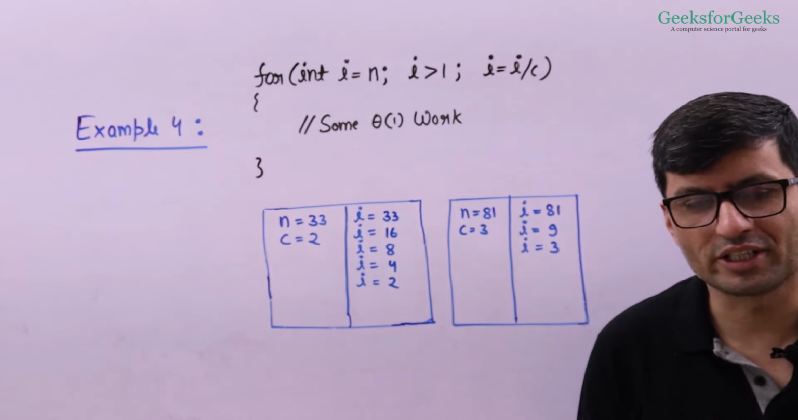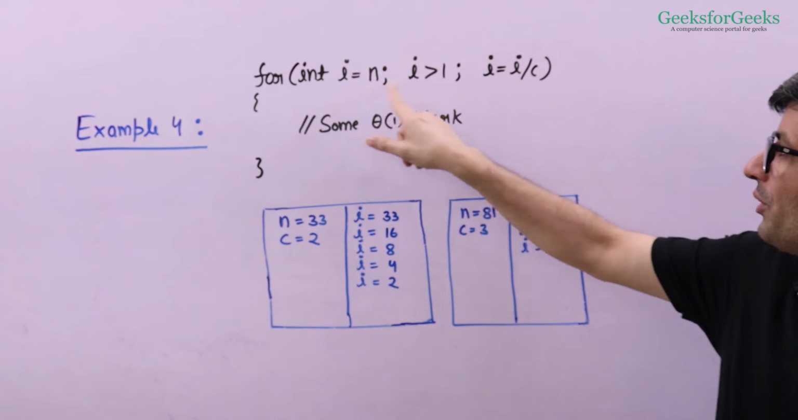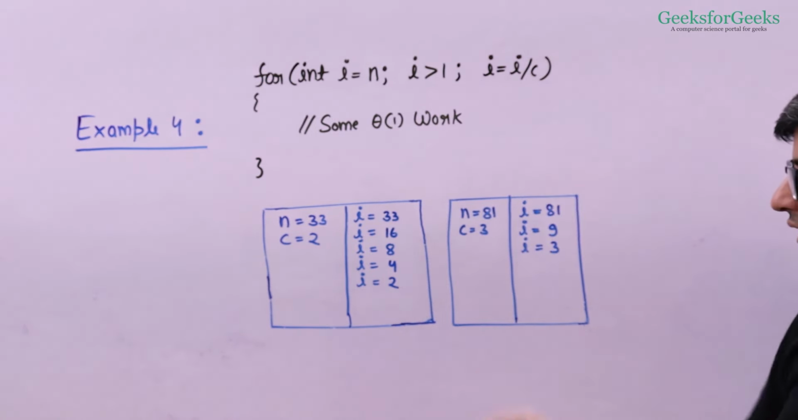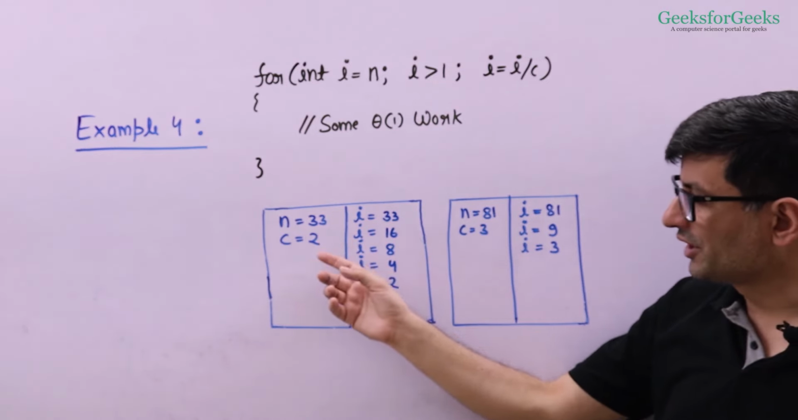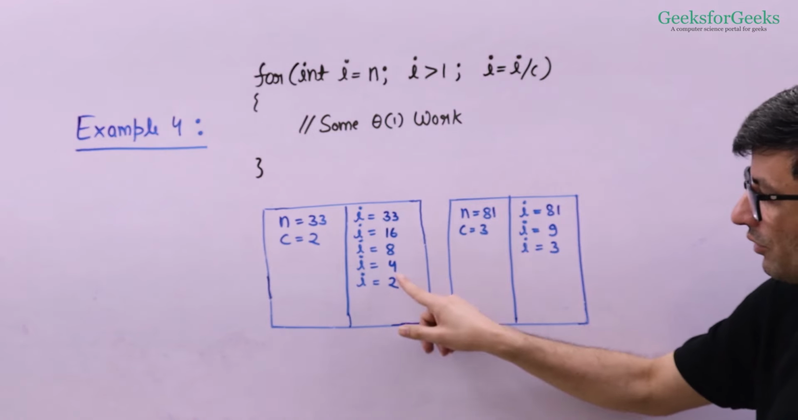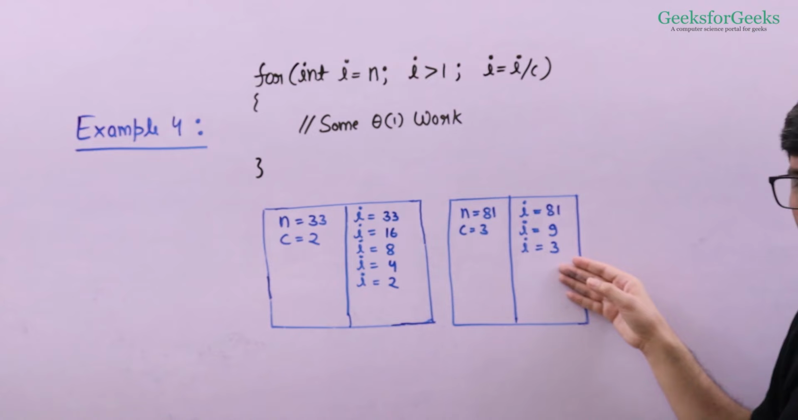Let's now take a closer look at this fourth loop. In this loop we run from i equal to n, we run while i is greater than 1, and we do i equal to i by c. For example, if n is 33, it's going to run for 33, then it's going to make it 16 because c is 2, then 8, then 4, then 2. For these inputs, it's going to run 5 times. For this input, it's going to run 3 times.